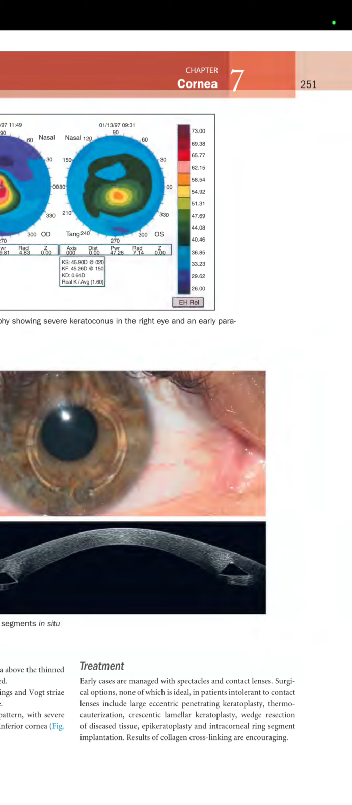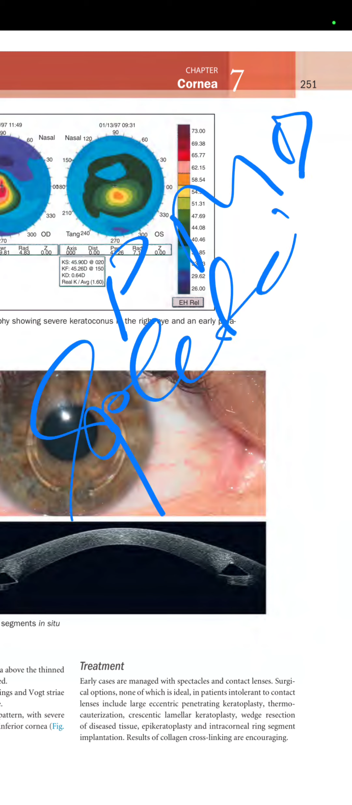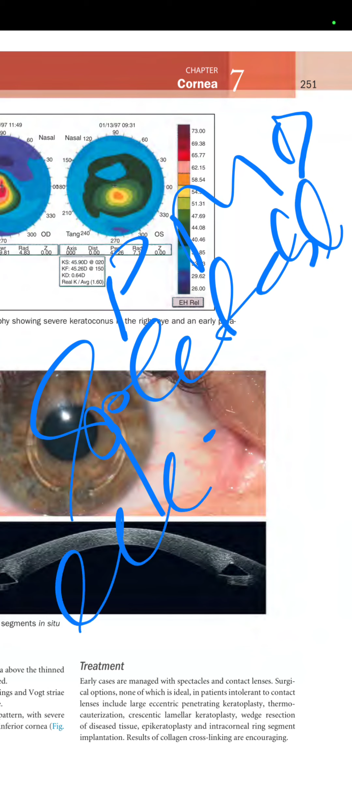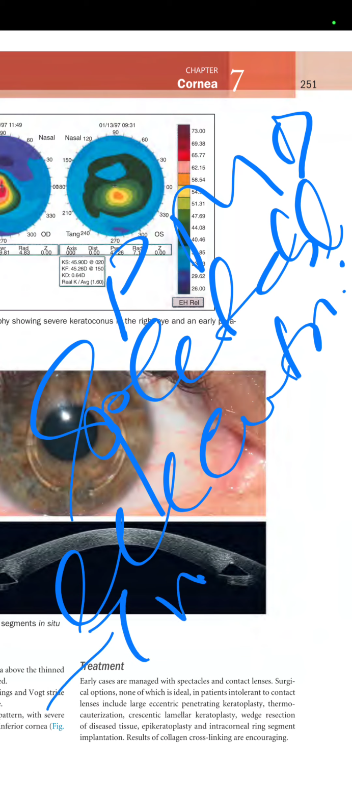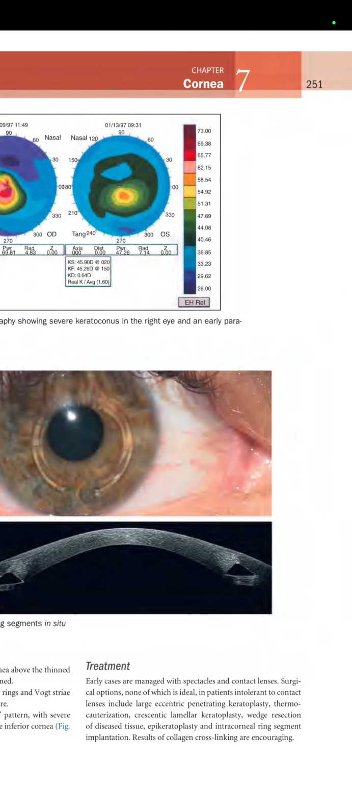So basically we treat PMD with spectacles and contact lens. We can do the eccentric grafting, but usually the eccentric grafting is a very risky procedure because there is a lot of chance of failure in the case of the eccentric graft. And we can also do different corneal procedures on this as well. We can do intracorneal ring segment, we can do CXL, and we can also do the wedge resection of the diseased tissue, or we can do crescentic lamellar keratoplasty.